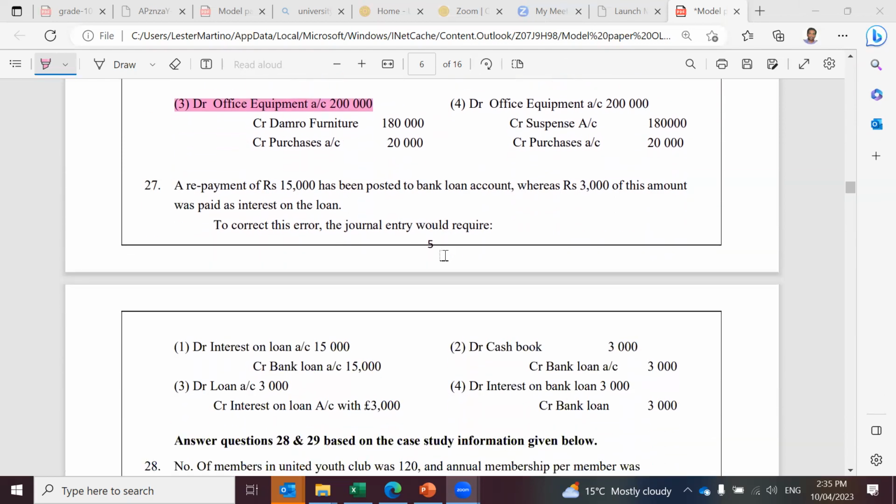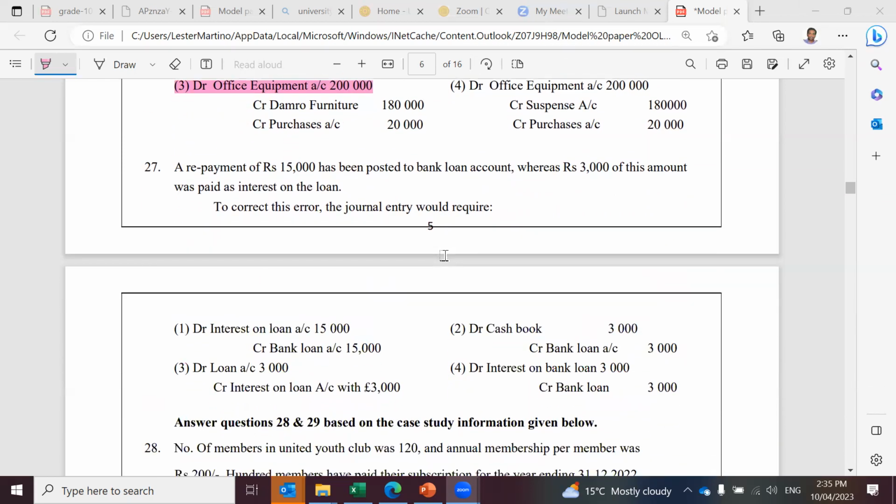Next one. A repayment of 15,000 has been posted to the bank loan, whereas 3,000 of this amount has paid interest on the loan. To correct this error, the journal entry would require... A repayment of 15,000 has been posted to bank loan account, whereas 3,000 of this loan amount was paid as an interest.